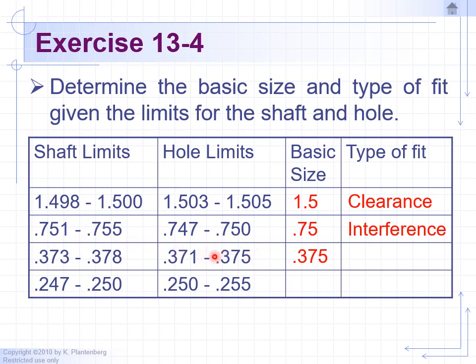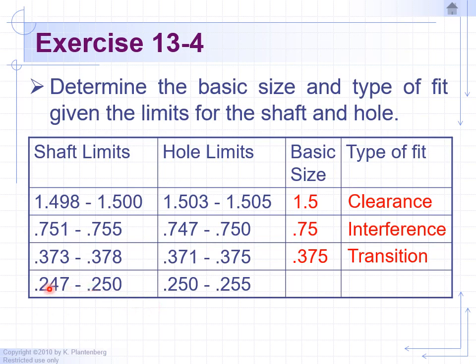to 375. So in this case, the hole may be smaller than the shaft, or the other way around, you may end up with a shaft that's larger than the hole. So here you're going to end up with a positive for your max clearance and a negative for your minimum. So in this case, we're going to end up with a transition.